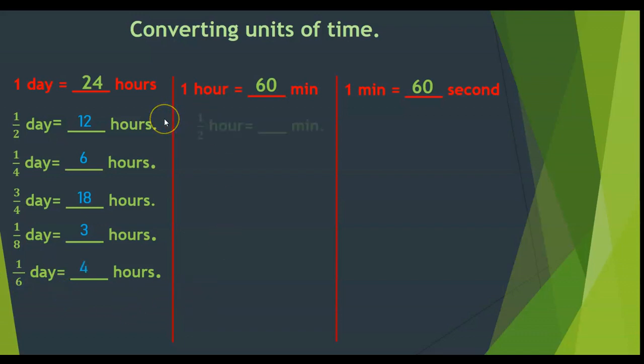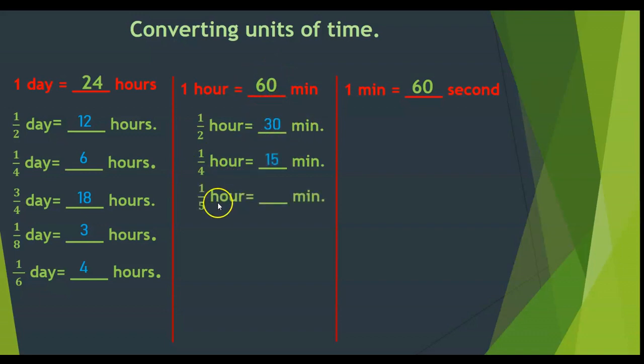Now let's change between hours and minutes. Half an hour equals 30 minutes. The 1 hour has 60 minutes, so then the half an hour equals 30 minutes. Quarter hour, the quarter is dividing by 4, or the quarter is half the half, so half 30 is 15. 1/5 of the hour, I'm going to divide the 60 minutes in the hour by 5, so it will give me 12 minutes.